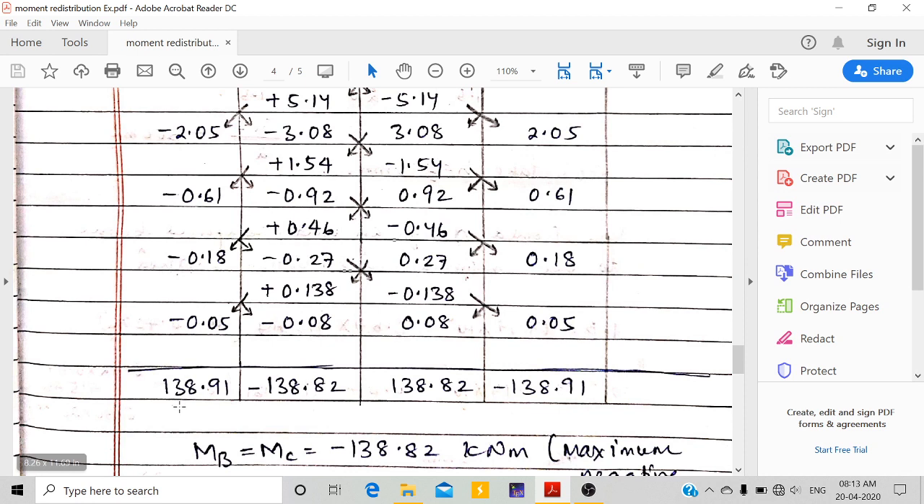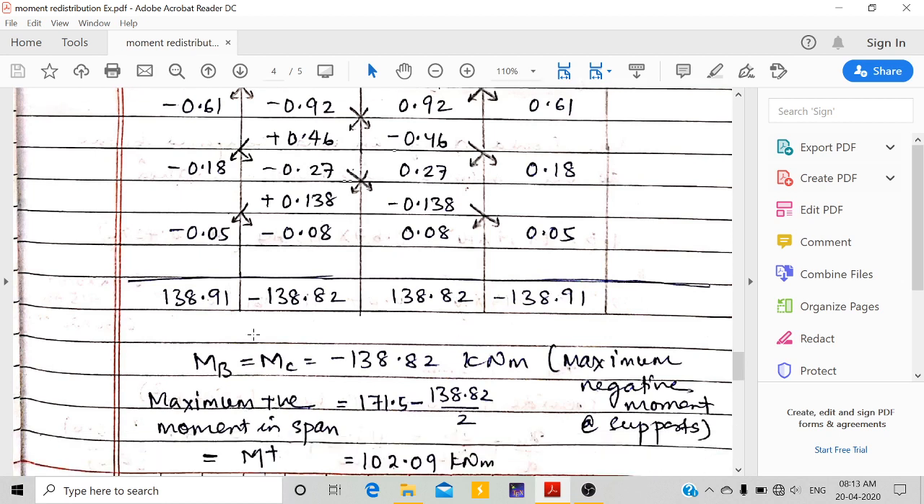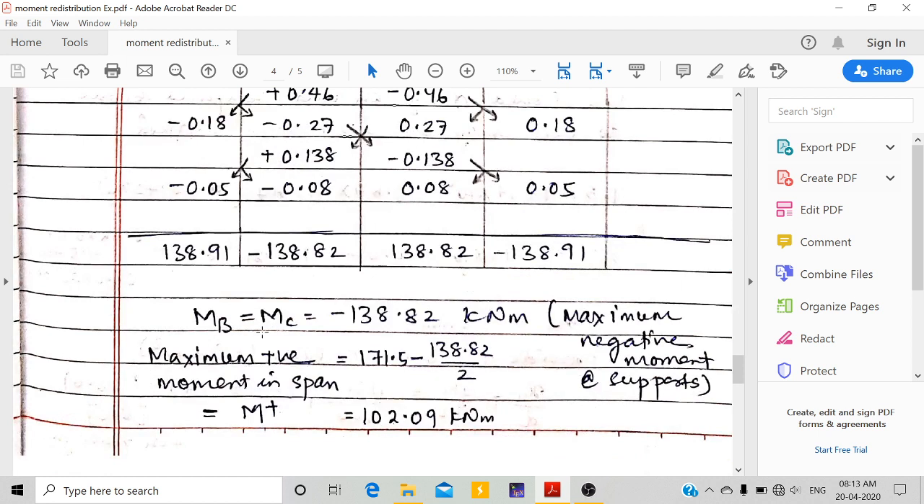We got 138.91, 138.82. Okay, so this is almost like 138.82. We can see even with method 1 we got something around 137. So it's almost the same. Any method you can use to calculate. So moment about B and C, this is the maximum negative moment.